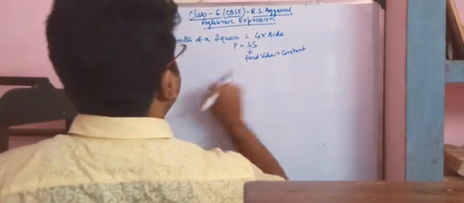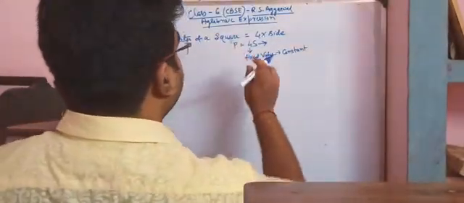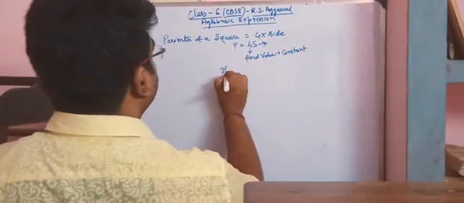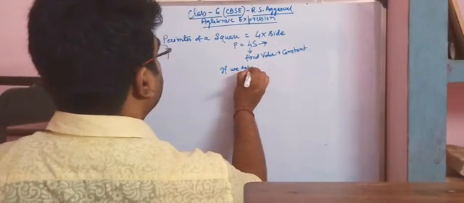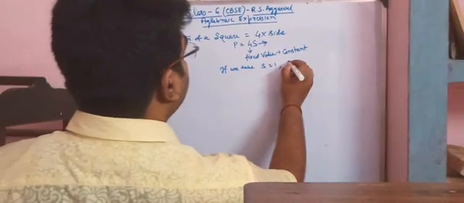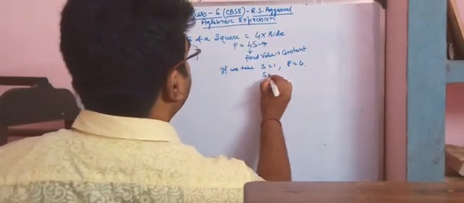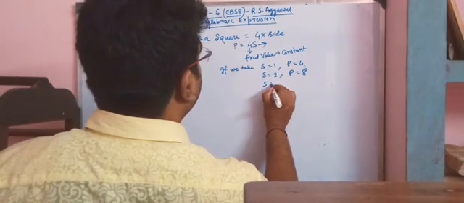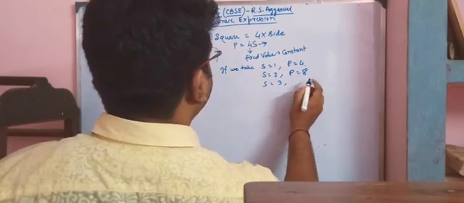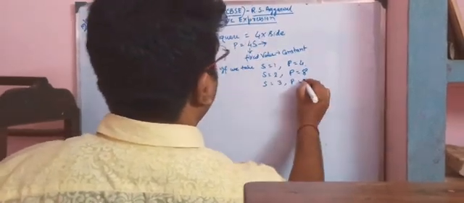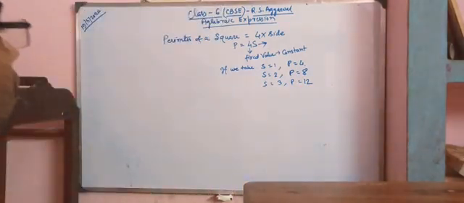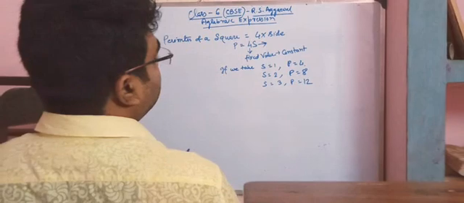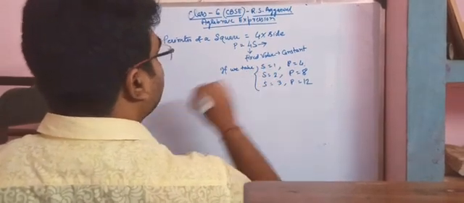So next, what about this s? We do not know the value of s. If we take the value of s equal to 1, then my p is equal to 4. s is equal to 2, p is equal to 8. Similarly, for s equal to 3, p is equal to 12. So that means the value of p depends on s, and the value of s is changing simultaneously.